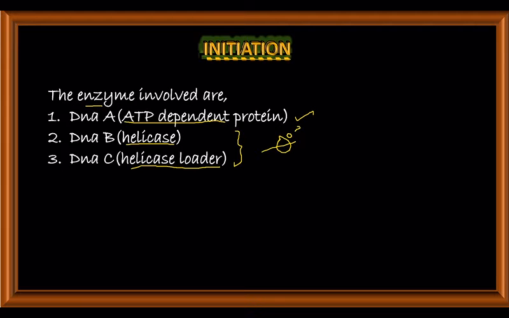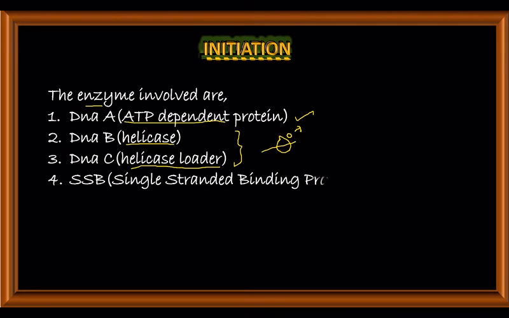And next is SSB, single stranded binding protein. As the name indicates, it binds only to the single stranded template and it prevents the complementary base pairing between the templates. The SSB protein will work cooperatively, that is, when one SSB binds to the template, it promotes the binding of other SSB. This is also known as cooperative binding, and it interacts with other SSB by electrostatic interaction, and it interacts with the DNA by stacking interaction.